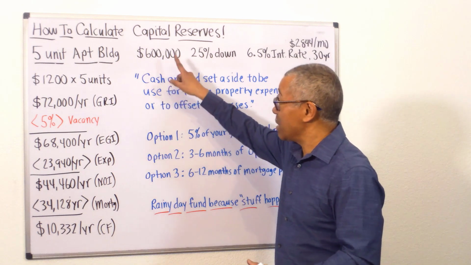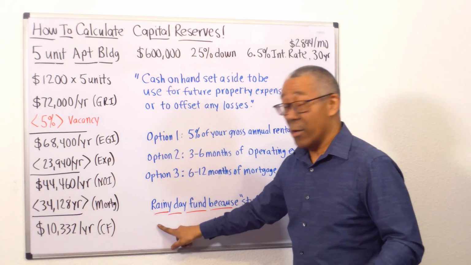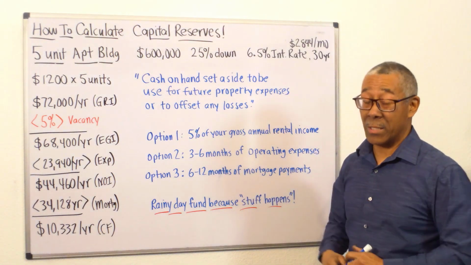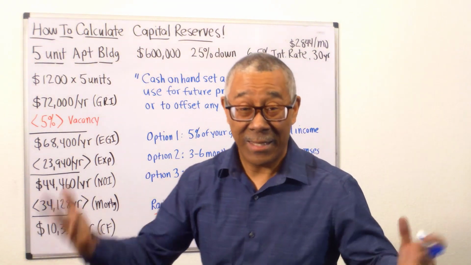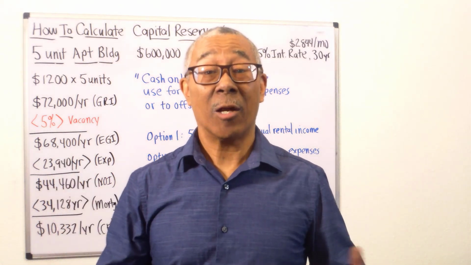So again, the reason why we have capital reserves and you learn how to calculate it is because you need a rainy day fund, because stuff always happens on a commercial property. So you have to be prepared. All right, so there we go. That's how you calculate capital reserves on a commercial property.